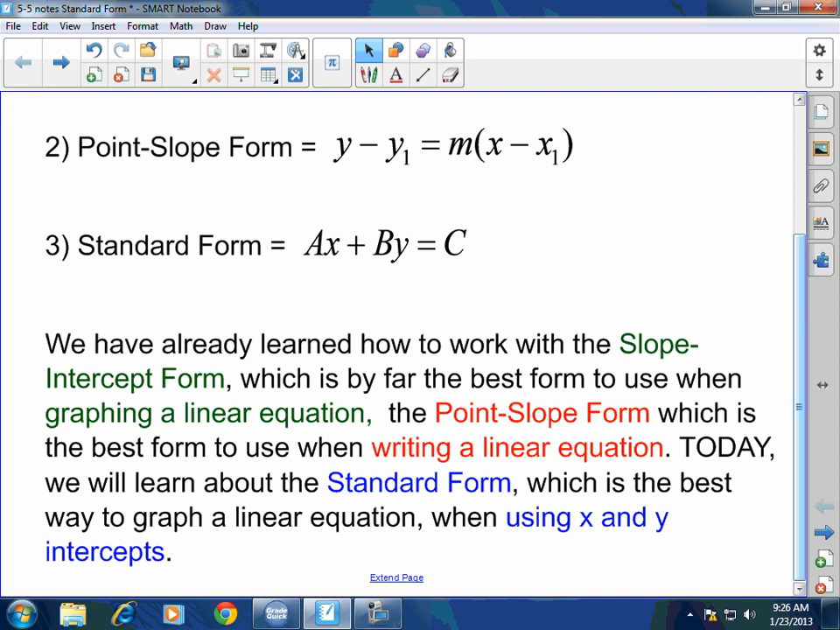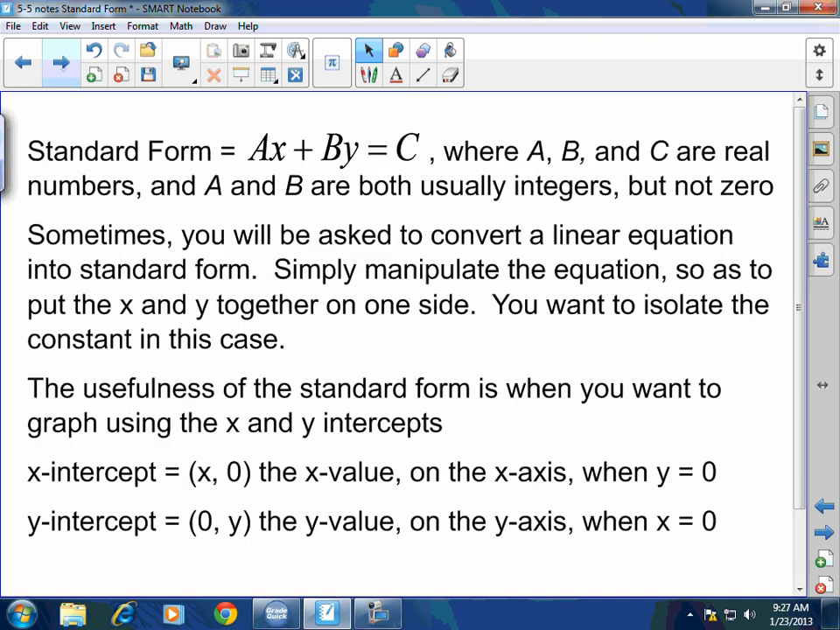Today we will learn about the standard form, which is the best way, believe it or not, to graph a linear equation when using x and y intercepts. So when they give you an equation in a particular fashion that we're going to learn today, there's a quicker and easier way to graph than finding the slope-intercept method. So let's talk about this.